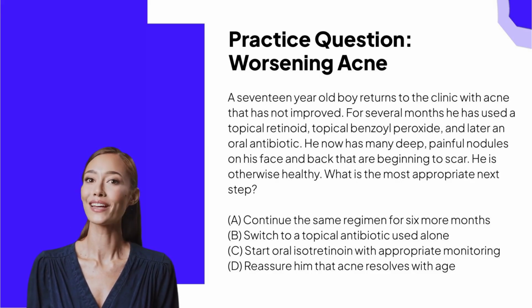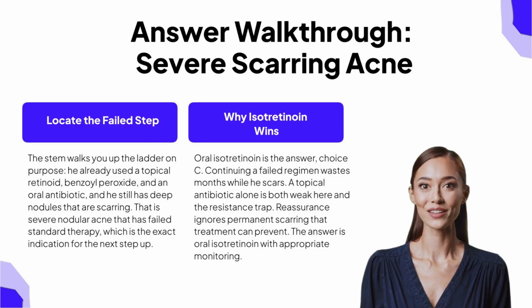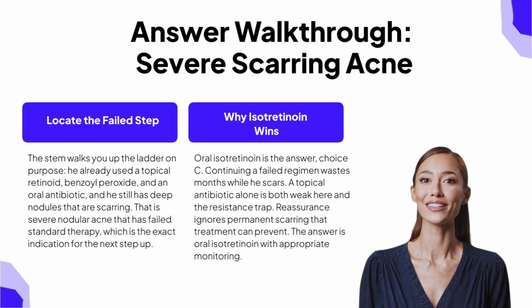The key words are severe, nodular, scarring, and failed the earlier steps. That combination should light up one specific answer. Pick it, and we will reason through it next. First, locate the failed step. The stem deliberately walks you up the ladder. Topical retinoid, then benzoyl peroxide, then an oral antibiotic, and he still has deep, painful nodules beginning to scar.